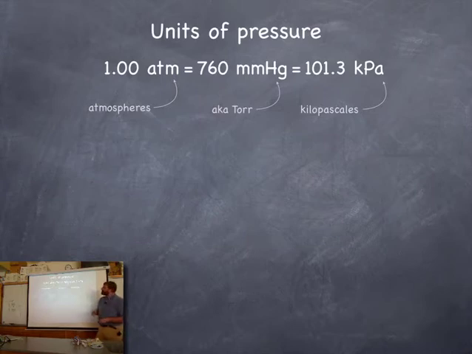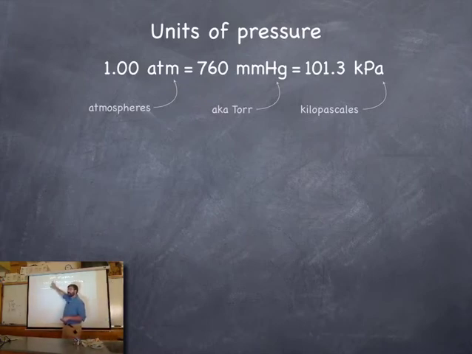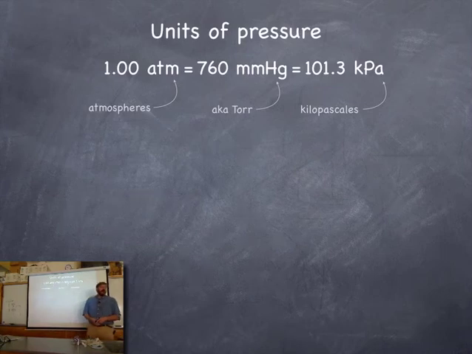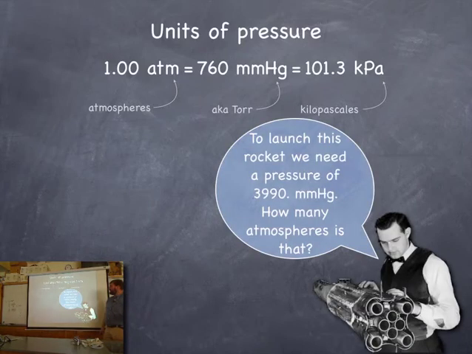All right. So we can do conversions, right? 1 atmosphere, 760 millimeters of mercury, 101.3 kilopascals. Those are all equivalent pressures, okay? Now, the rocket that we're building, our engineering fellows will tell us that to launch the rocket in the way we want, we need to get a pressure of 3,990 millimeters of mercury. So what about pascals?